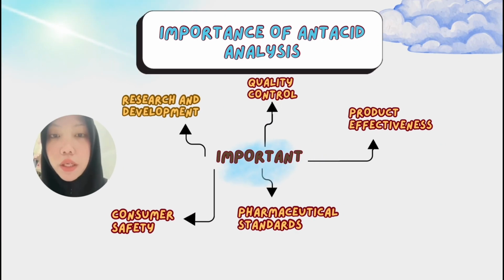Let's look at the importance of antacid analysis. First, it helps with quality control to ensure the antacid is produced with good quality. Second, it determines the effectiveness of the product in neutralizing stomach acid. It also ensures the product meets pharmaceutical standards. In addition, antacid analysis helps protect consumer safety by ensuring the product is safe to use. Finally, it supports research and development to improve antacid products in the future.